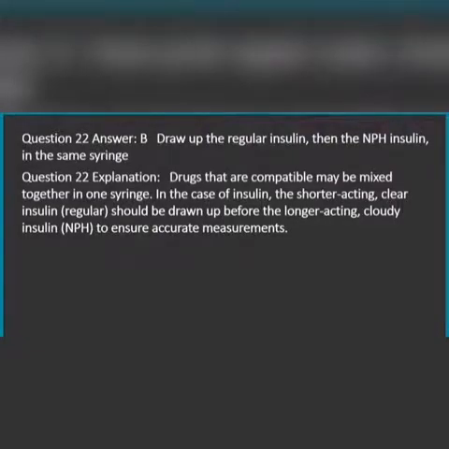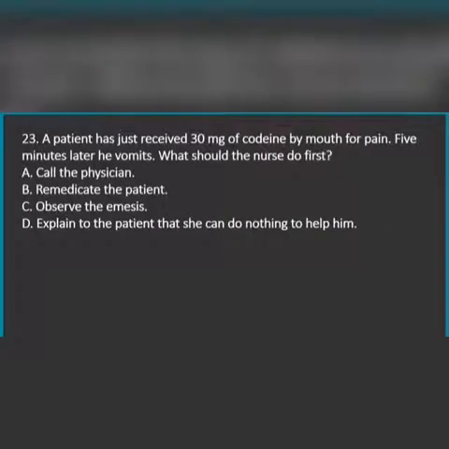Question 22. Explanation: Drugs that are compatible may be mixed together in one syringe. In the case of insulin, the shorter-acting, clear insulin, regular, should be drawn up before the longer-acting, cloudy insulin, NPH, to ensure accurate measurements.